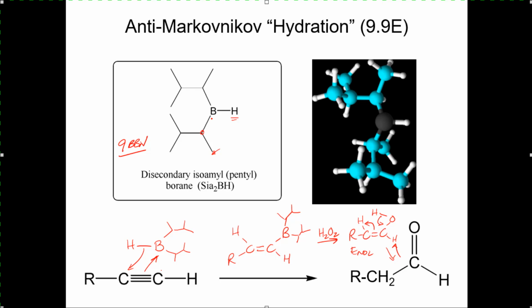So that's how we can do anti-Markovnikov hydration. So a new concept of enol, of tautomerization, but in essence, what I'm doing is I'm just hydrating the double bond or triple bond, and then the enol's unstable and then tautomerizes to the aldehyde. Okay. All right, so that is the end of alkynes.